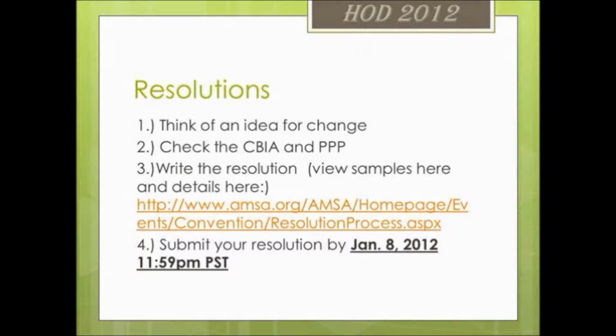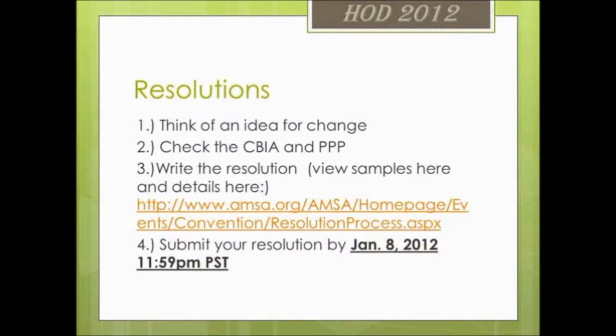Third, you have to write the resolution. There are lots of samples online on the website listed above. The resolution basically has two parts. The preamble explains why the change should be made or why the actions need to be taken. The resolved section is the new policy statement, or specifically what you want AMSA to do.